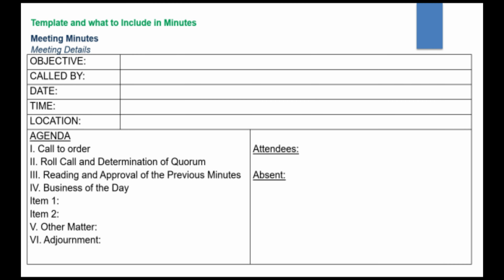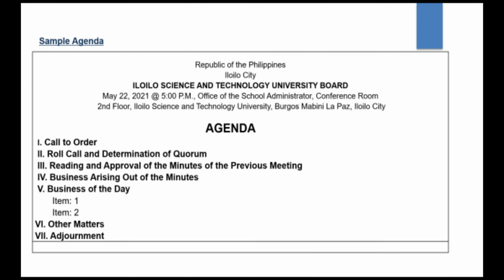The chairman of the board is the one who is responsible to call for a meeting and decide the schedule, like the date, the time, and the location for the meeting. The secretariat must take note of the attendees and the absentees during the meeting. Also, I have here a sample agenda.